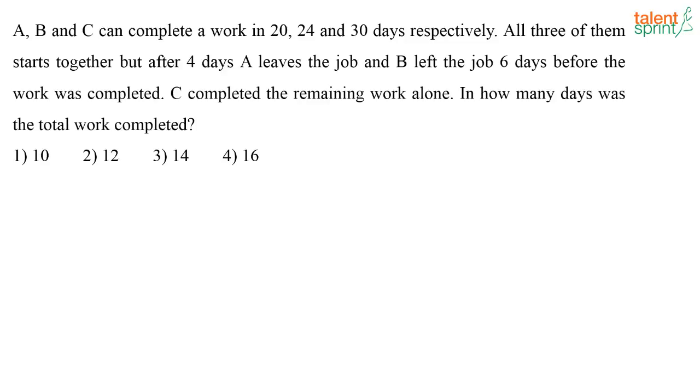A, B and C can complete a work in 20, 24 and 30 days respectively. All three of them start together, but after 4 days A leaves the job, B left the job 6 days before the work was completed. C completed the remaining work alone. In how many days was the total work completed? So to solve this question, if you use the LCM method, it will be very easy. We did a similar question like this in yesterday's SBI PO data interpretation set.